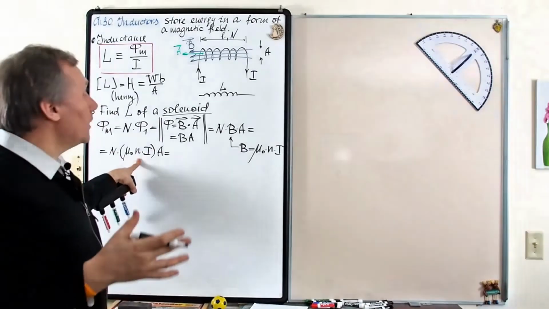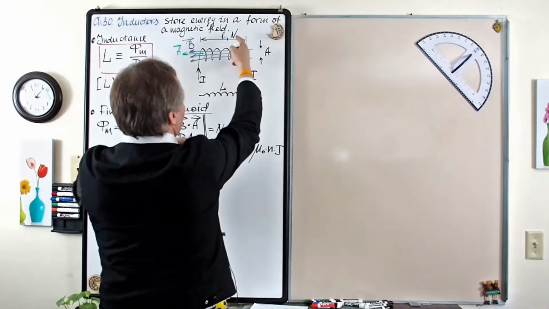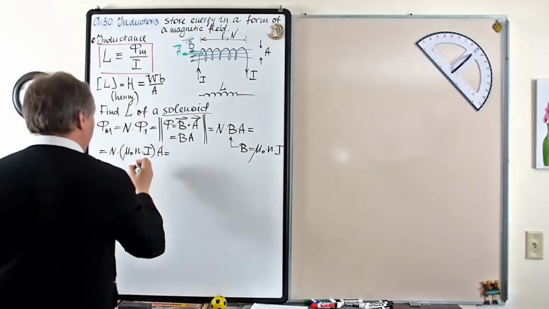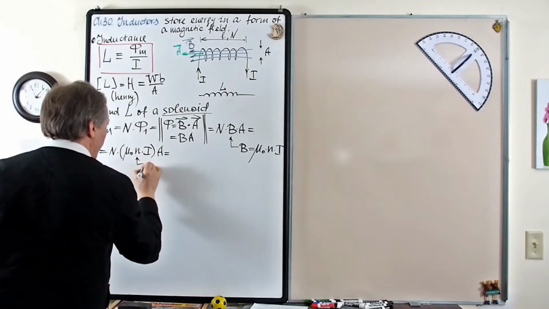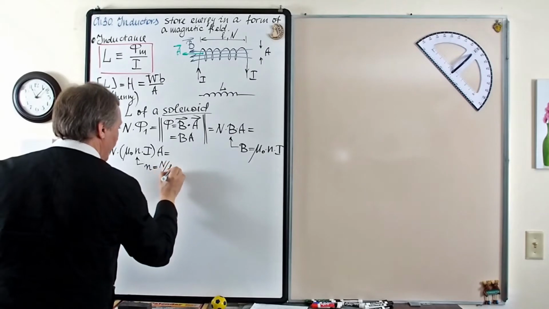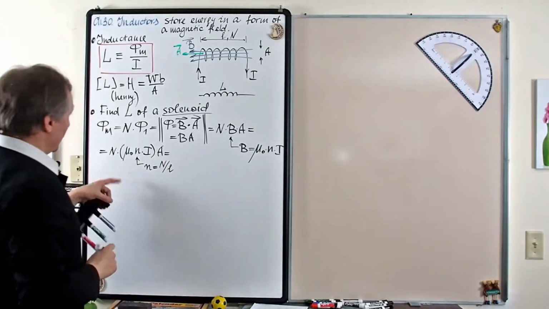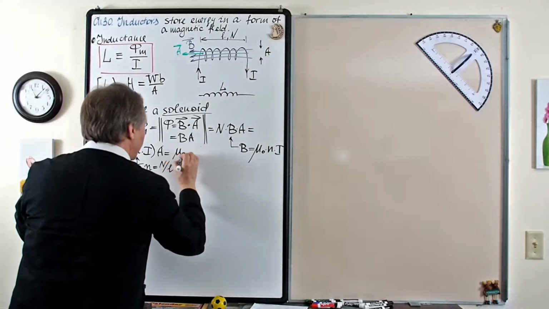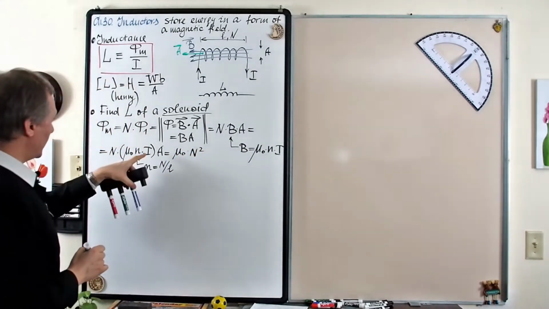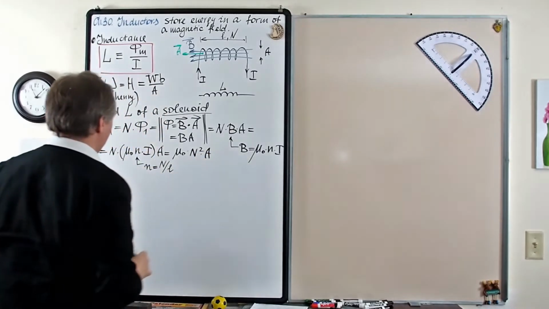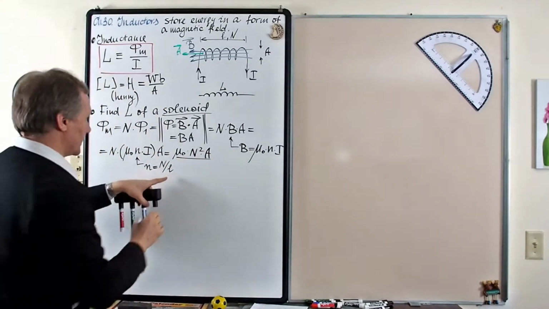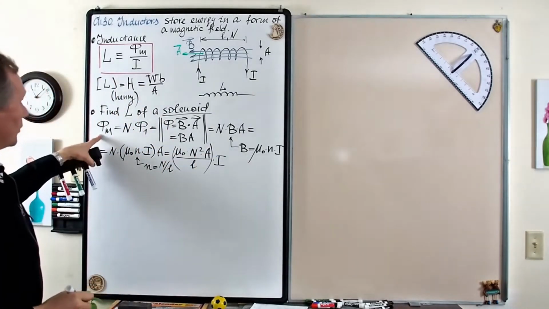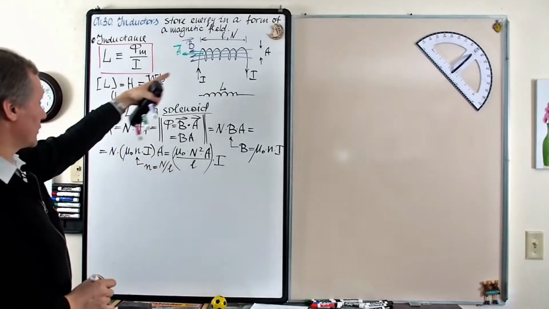And again, n is the number of loops per unit length. So in order to find small n, we just need to take capital N and divide it by the length of the loop, right? So let me insert it. So n equals the number of loops divided by the length, right? So as a result, we will have N squared mu naught. Okay, let me write it immediately in a nice form. Mu naught N squared, then area A, then divided by this L, times current, right? So that's the expression for the total flux through this solenoid.